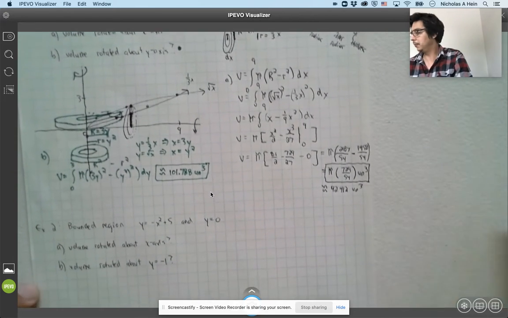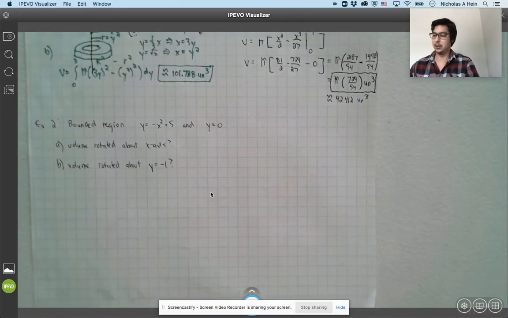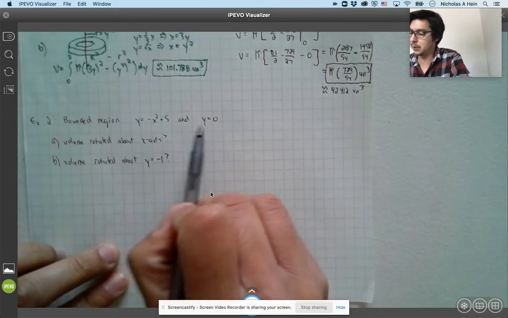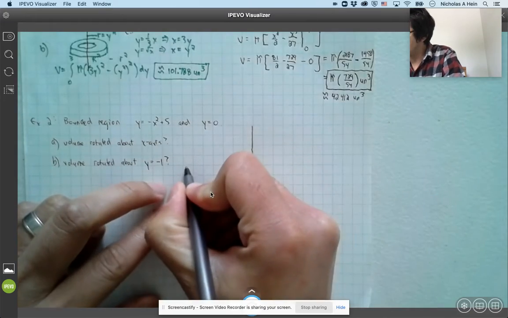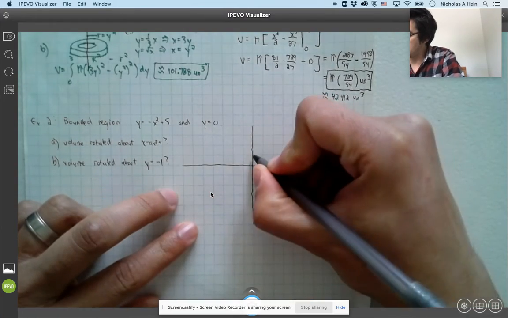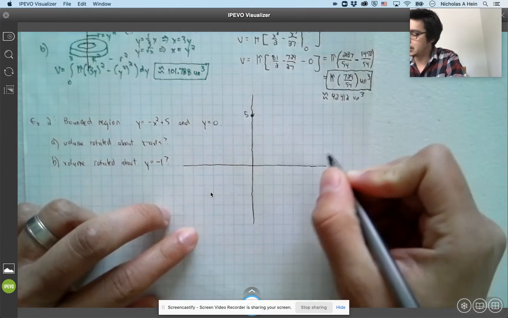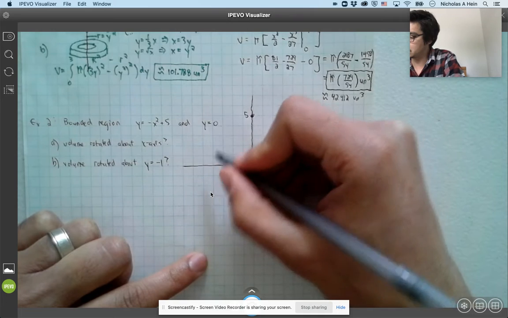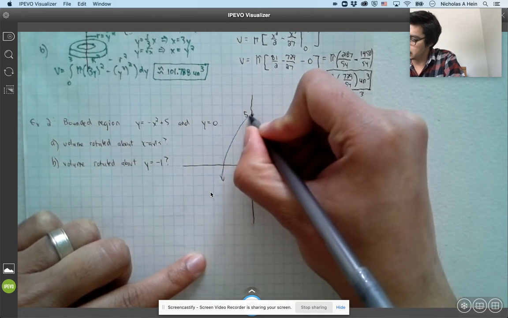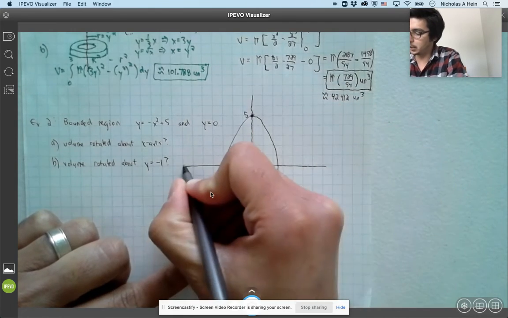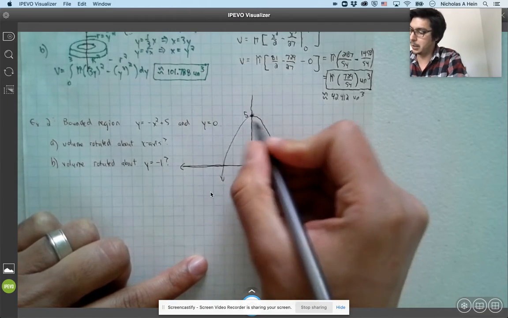Let's look at another example. So example 2, the last one we're going to do in this video, is a bounded region between y equals negative x squared plus 5 and y equals 0. So if I have my curve out here, plus 5, 1, 2, 3, 4, 5. Let's go a little bit higher. So there's 5. Negative x squared, I'm just going to do a sketch for these purposes, will look something like this. And y equals 0, which is the x-axis. Okay, so there's my bounded region here.